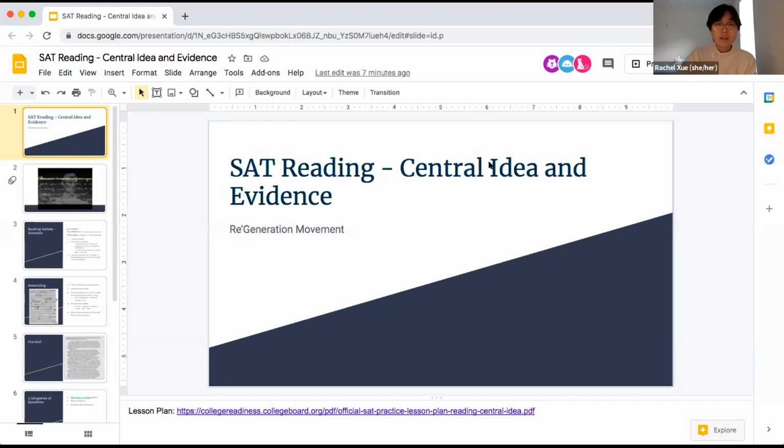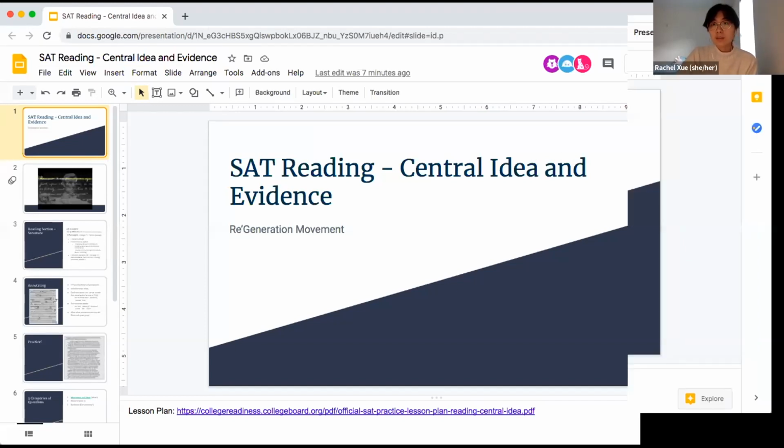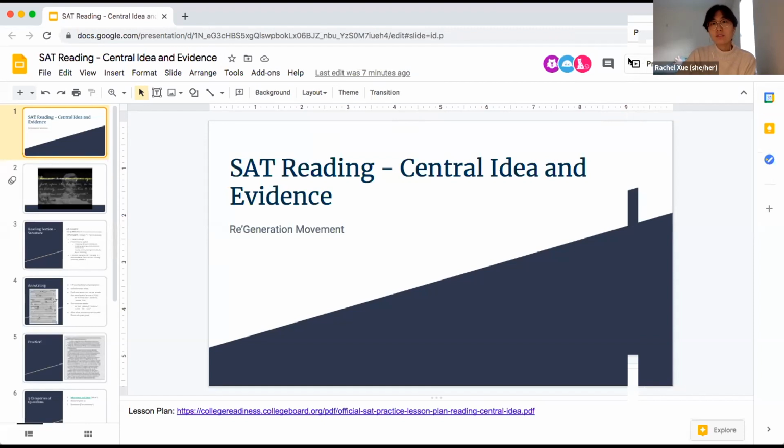Okay, so we are going to talk about, first of all, how the SAT reading section is structured, and then we're going to talk about central ideas and evidence.